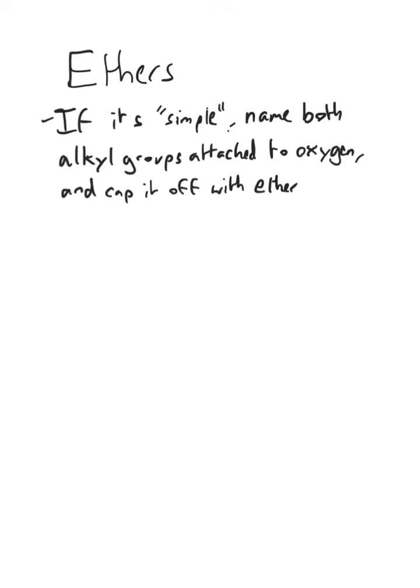This video is on naming ethers. If it happens to be a simple ether, i.e. just simple alkyl chains attached to the oxygen, the trick is to name both alkyl chains and then add ether at the end. So for example, this here is diethyl ether.